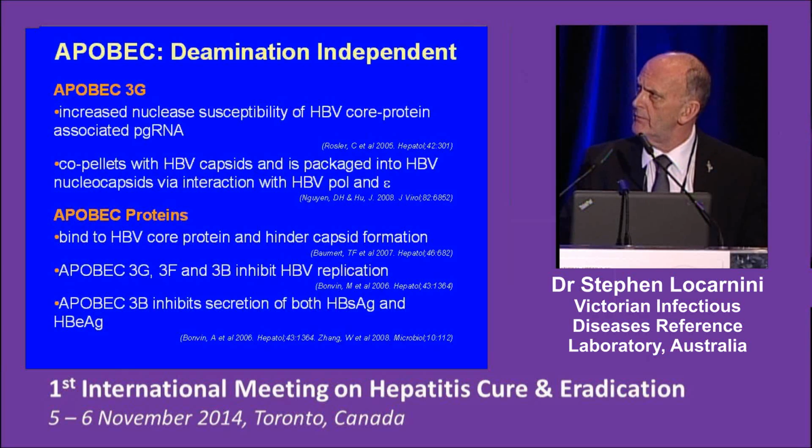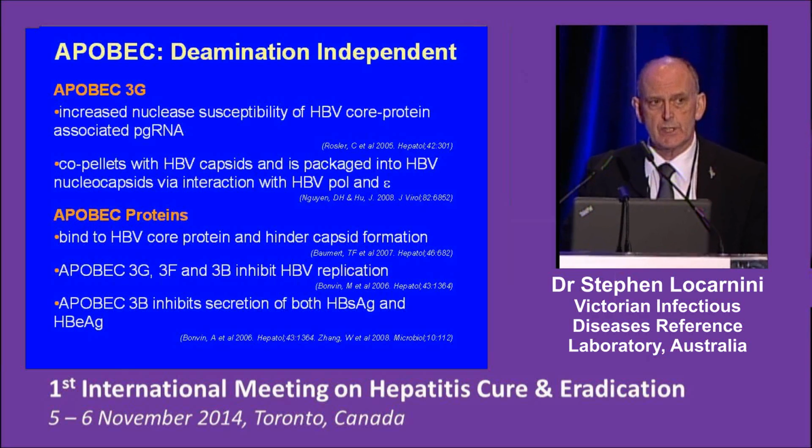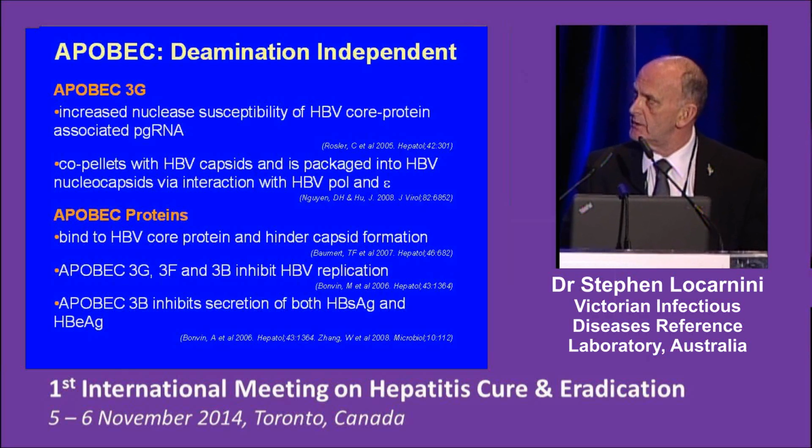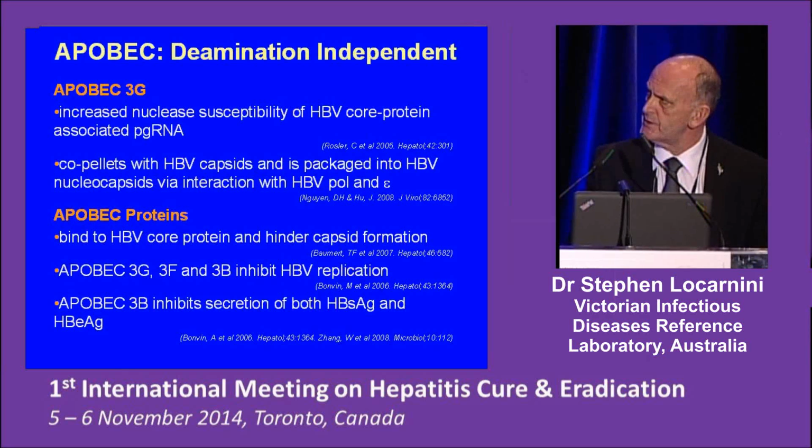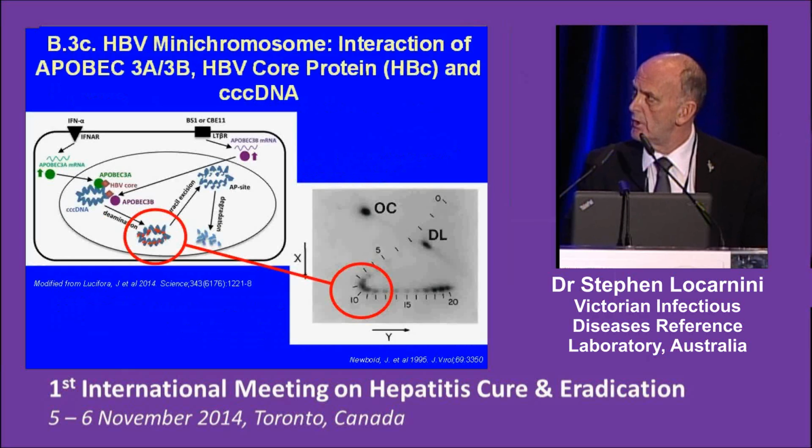And this is the point I wanted to make with this slide: APOBEC has at least two groups of activities, deamination dependent, obviously through its enzymatic activity, and a deamination independent one through its apparent core binding through the RNA pre-genome epsilon interaction. And so that was just to remind everybody that if we knock the core protein out, will we also affect the ability of APOBEC to actually end up in the nucleus and do the right things in terms of its cytidine deamination?